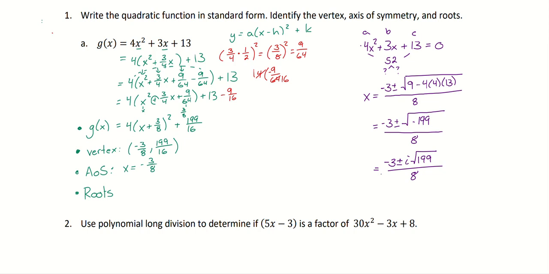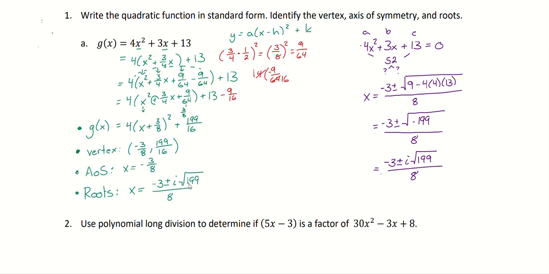So I'm going to switch back to this lovely green color, and we're just going to state the solution here. The roots, of which there are 2, are both imaginary, and they occur at negative 3 plus or minus i root 199, all over 8.